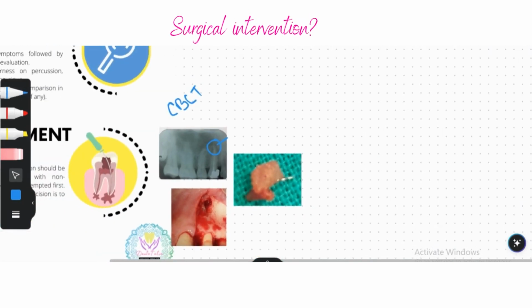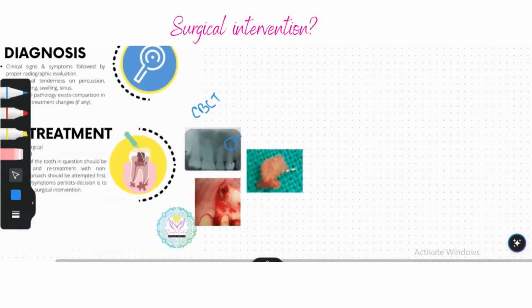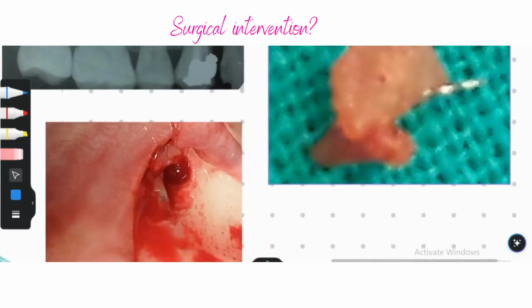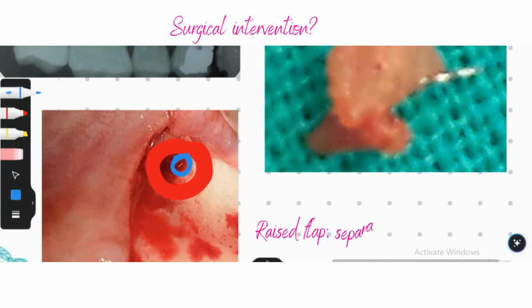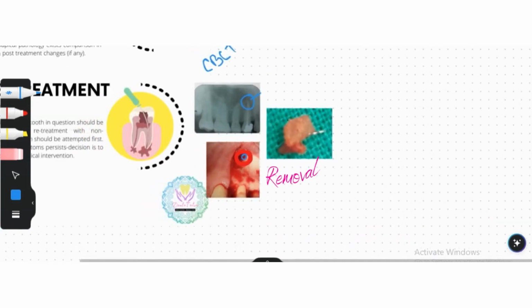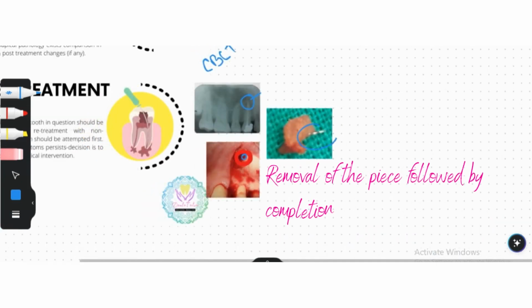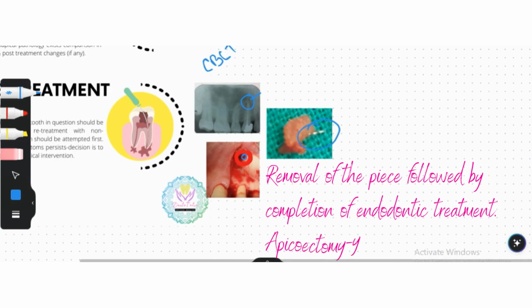So surgical intervention was done. When it was surgically intervened, you can see once the flap was raised, you can appreciate in this region the separated file is extruding out. So with the help of surgical intervention, the entire piece was removed along with the granulomatous tissue, because there is a non-healing lesion, and then go ahead with your routine endodontic treatment.